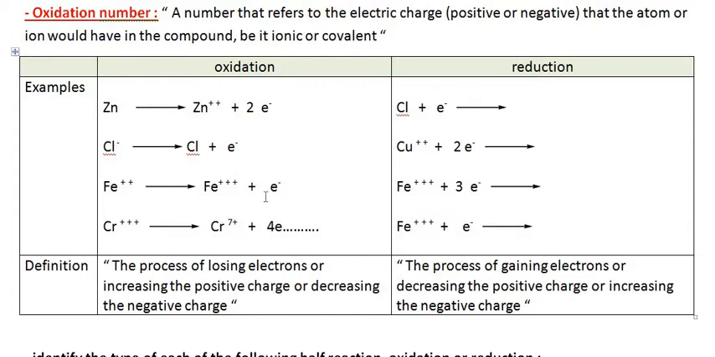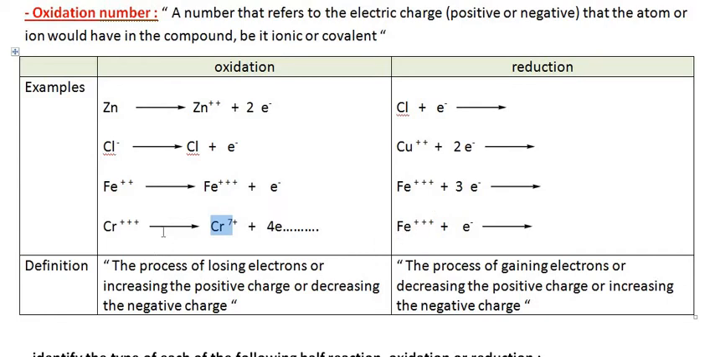There is a number called the oxidation number. It refers to the electric charge, positive or negative, of the particle or the atom. For example, the charge here is 0, so the oxidation number of the N is 0. Oxidation number here is plus 2, here 0, here minus 1, here plus 2, here plus 3, here 0, here plus 7, and here plus 3, and so on.